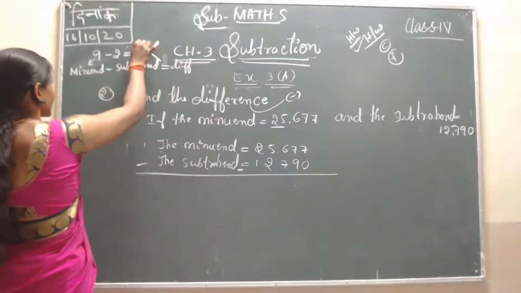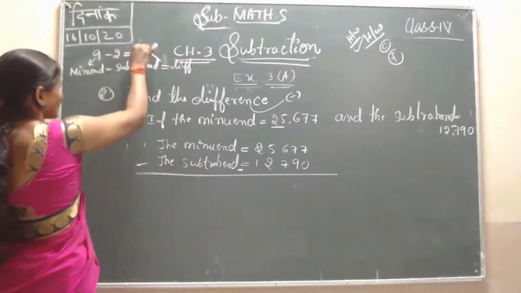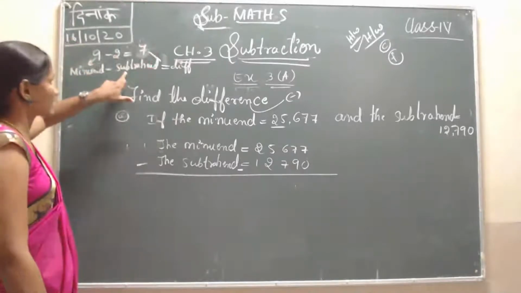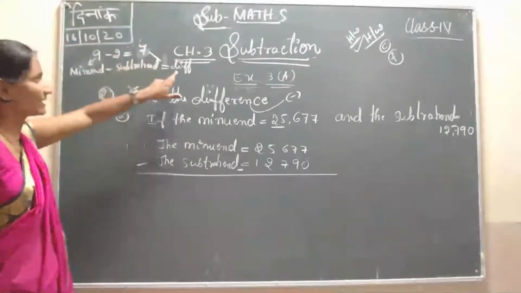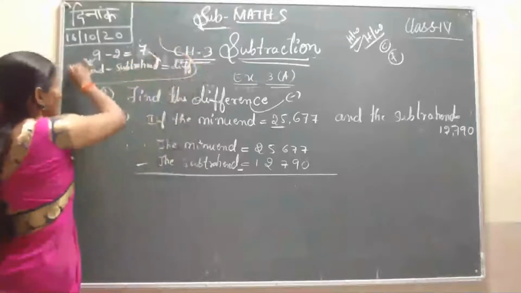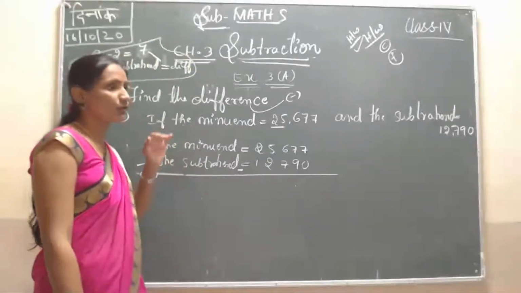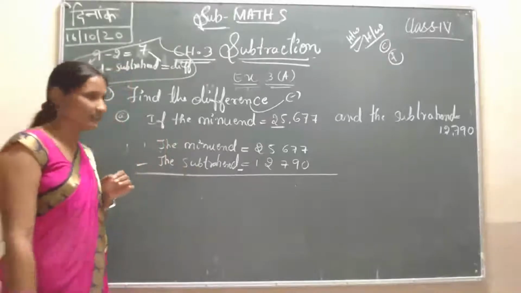So now to write in here, 9 minus 2 is a 7. So what is this? This name is a minuend. 2 is a subtrahend. 7 is a difference. So this is a formula. So don't forget, students. Okay. Here given what, minuend and subtrahend. How to find the difference?